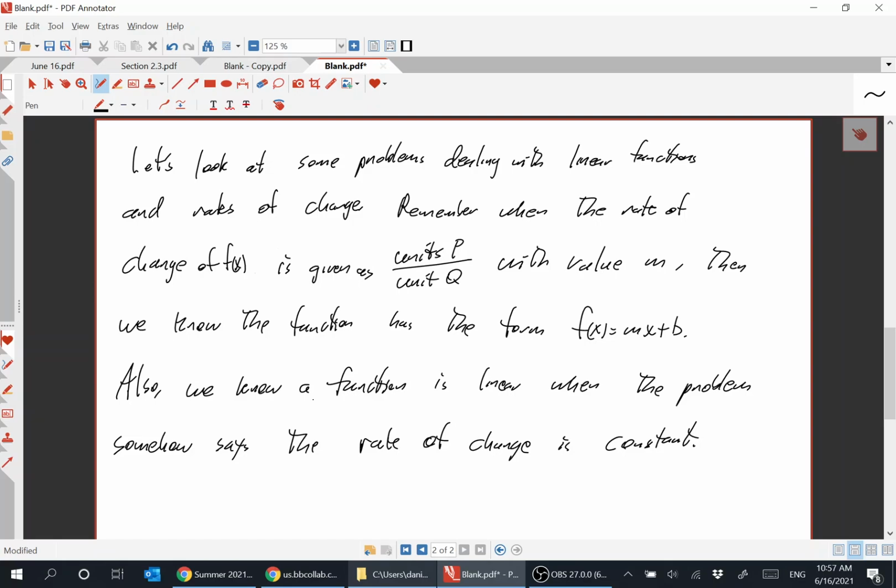Right? So, you're accelerating from 30 miles an hour to 60 miles an hour. So, in this case, the rate of change is moving. You're speeding up. Or you're decreasing in speed from 60 miles an hour to 30 miles an hour. Your rate of change is going down. It's decreasing. Right? But if somehow the problem states that the rate of change is constant, you're simply dealing with linear functions. Okay? So we'll do some examples of this tomorrow.